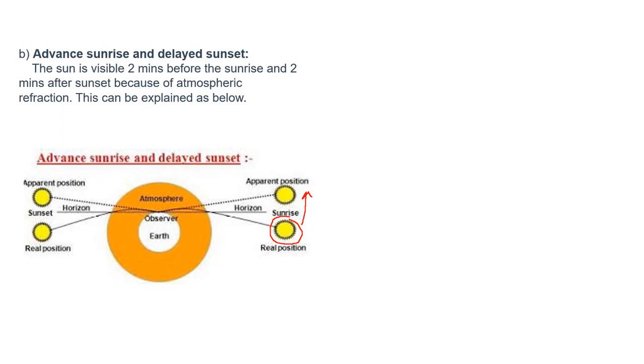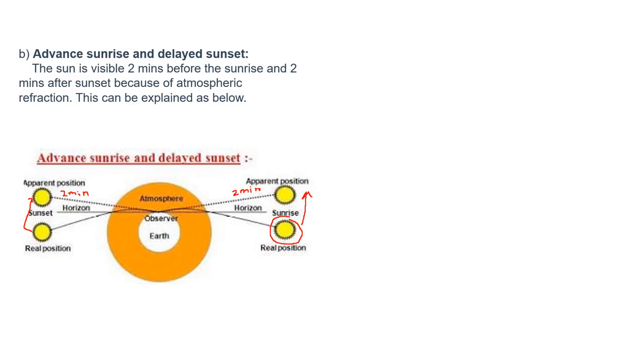Because of that, the apparent position of the celestial object will be the raised one, right? So before the sun rises, you can see the sun in the sky, 2 minutes before, right? And here the sun has already set, but just because of the atmospheric refraction, you are able to see the sun even 2 minutes more, right? So altogether the sun is 4 minutes more in the sky because of atmospheric refraction.